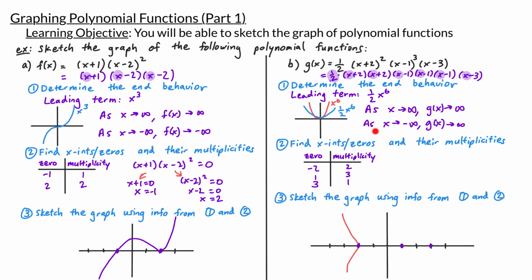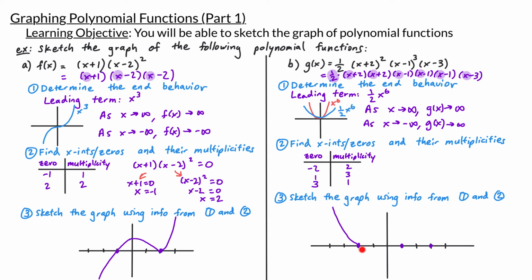To decide which direction it'll go, we look at the end behavior. Specifically, we see that as x goes to negative infinity, meaning as we trace our graph to the left, g of x goes to positive infinity. It means our graph goes up. So on our graph, we'll draw something that goes up and to the left. Next, we want to continue our graph to the right and connect each of our x-intercepts. But at each of the x-intercepts, we want to be mindful of the behavior of our function there.